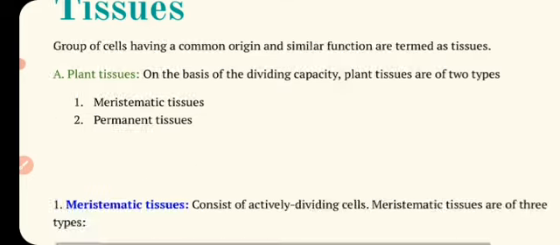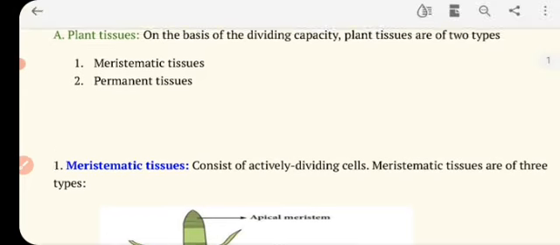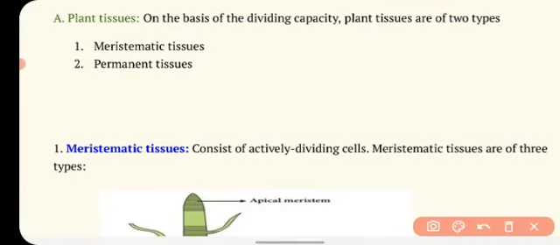And here we will talk about the plant tissue at first. On the basis of the dividing capacity, plant tissues are of two types. As you know, the plants grow throughout their life, so they need growth. Different types of structures grow in their body for the lifetime. So on the basis of that, there are two kinds of tissues found in the plants. The first one is called meristematic tissues, and another is called permanent tissues.